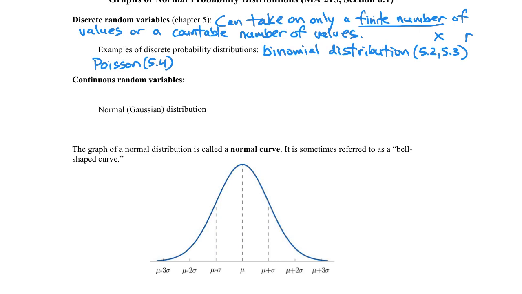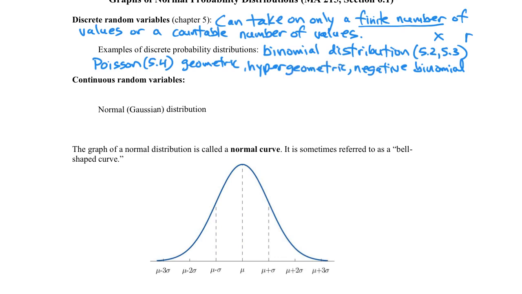Another one that you may run into is the geometric distribution. That one's talked about a little bit in our book also. Hypergeometric. And one that's called the negative binomial. So there's a lot of them out there, and some of you will see others, but the one that we studied, the only one we studied, was the binomial distribution.